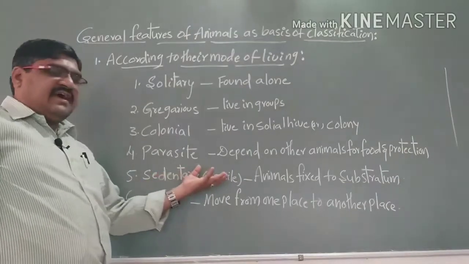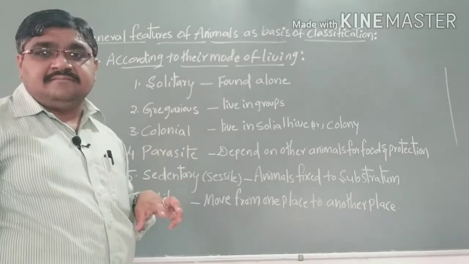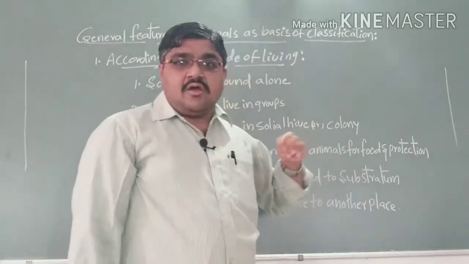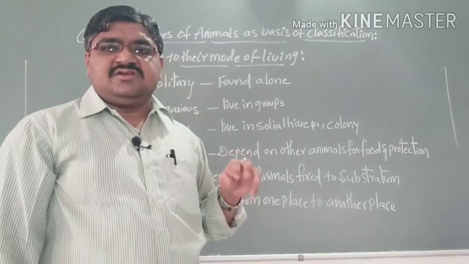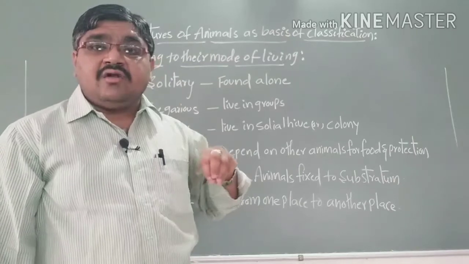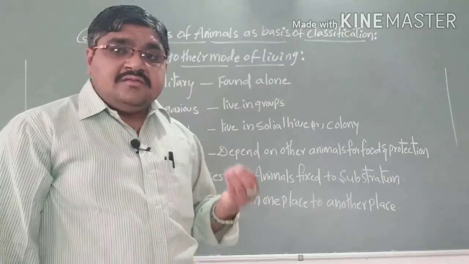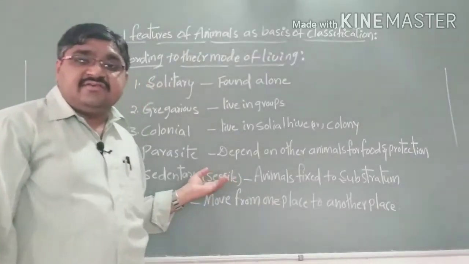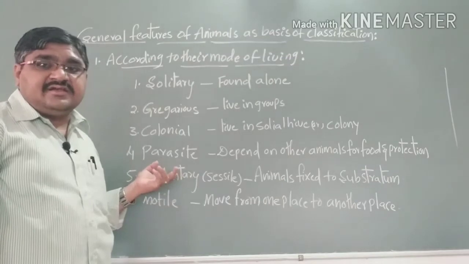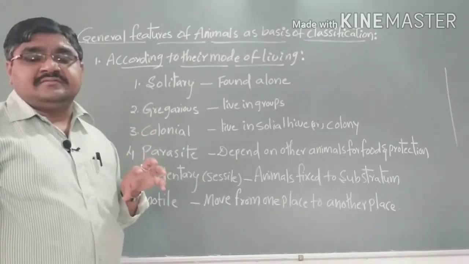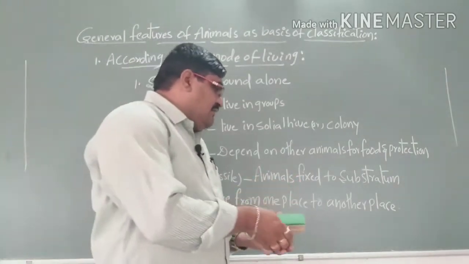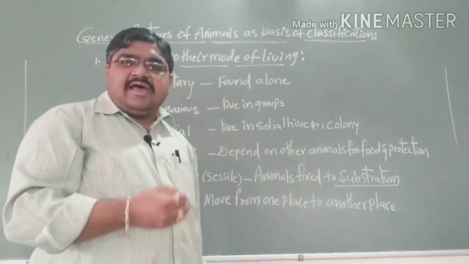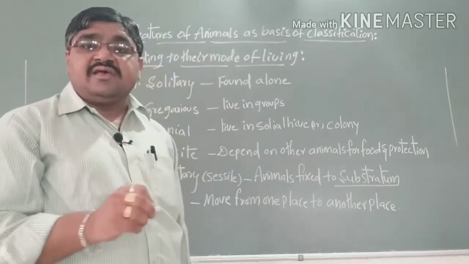And sedentary or sessile. Sessile means they are fixed at one position, that means the organisms are fixed to the substratum. Substratum may be a rock or any other structure which helps in fixing the animal at one position, like plants, which are fixed at one position. Here the animals are also fixed at one position. Such organisms are called sessile organisms, or we use the word sedentary. Sedentary means they are fixed at one position, fixed to the substratum, which may be a rock, an animal or any other structure which gives support for the animals.